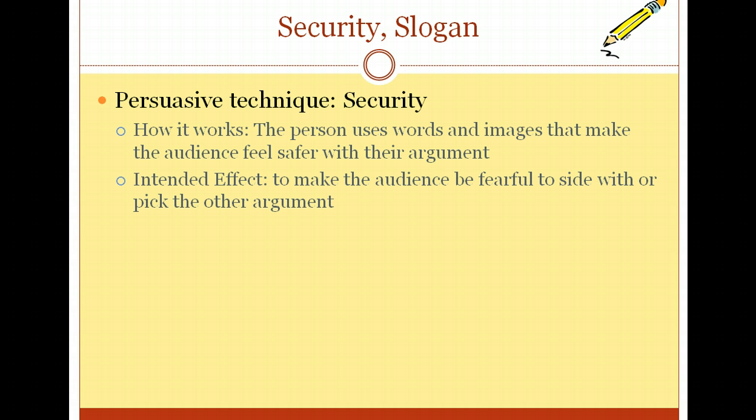Okay, now we're going to talk about security and slogan, and if I'm not mistaken, I think we're kind of nearing the end here. So security is where you're going to provide the audience or whoever's listening to you with words and images that make them feel safer by agreeing with what you're doing. So you can either make the audience kind of fearful to side with the other side. So if you're doing an environmental impact topic, so obviously we have 3 of those going right now, maybe you could use this persuasive technique of security to make the audience fearful for going the other route, which could potentially be very hurtful or harmful to the environment. I'm just using that as an example.